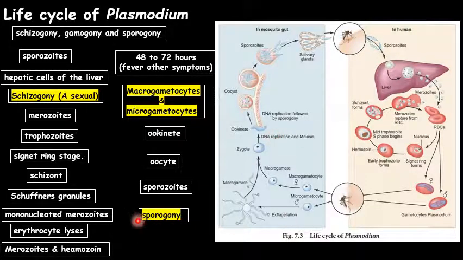So the final stage where it releases the sporocyte is called sporogony. So you can see here it has three stages. Schizogony, the initial stage as soon as it bites the human. Then we have gamogony or gametocyte, where it changes into different gametes. Then finally it enters into the sporogony.